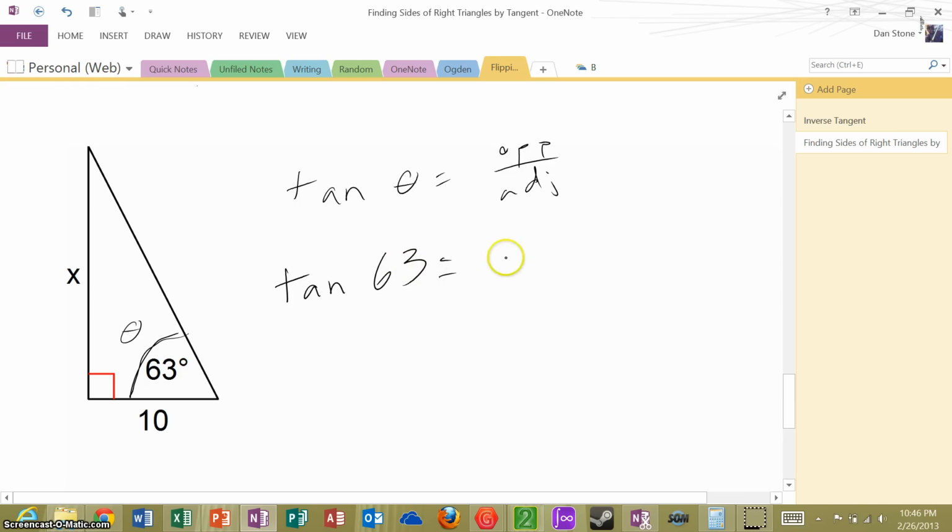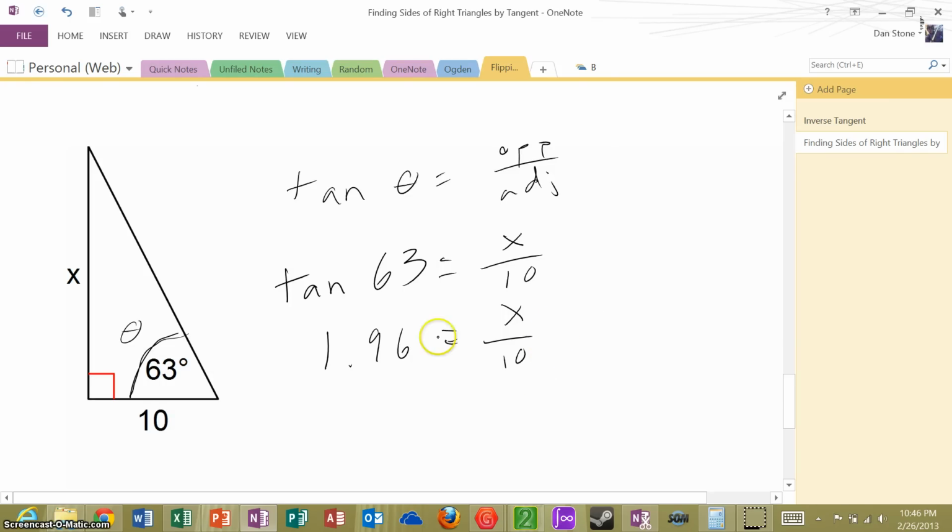This is equal to our opposite, which is this x, over our adjacent, which is 10. And we said this is 1.96. Let's go ahead and bring that down. That's just my tangent of 63, right? Is equal to x over 10. Hey, how about this? All of a sudden this has become a super easy problem. We can totally figure out what x is.